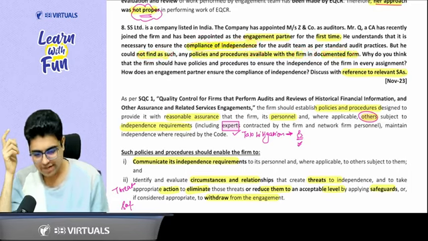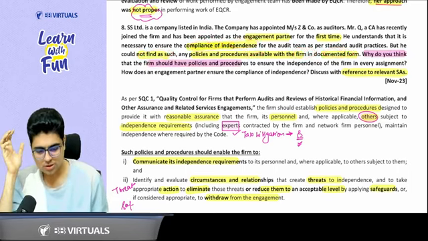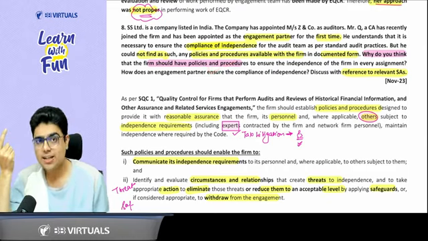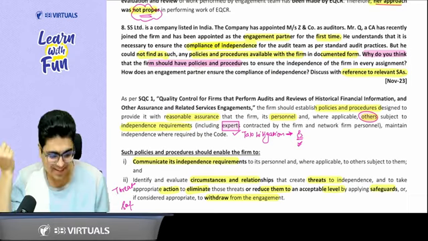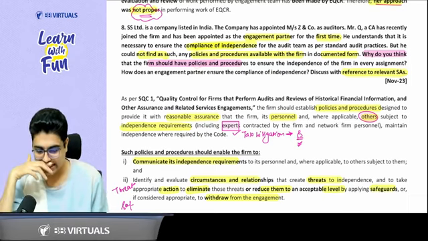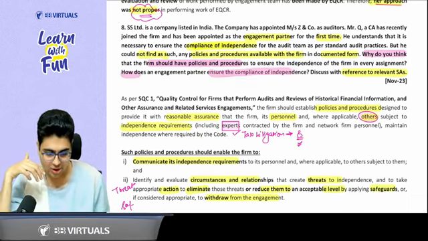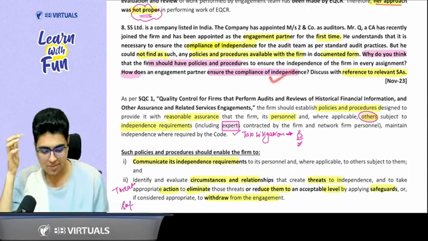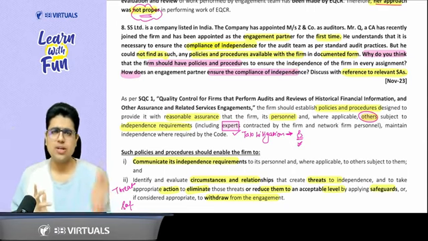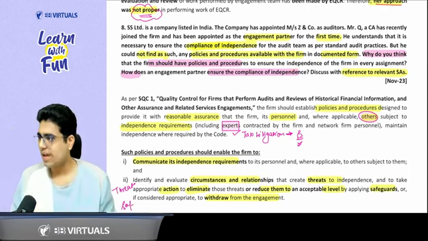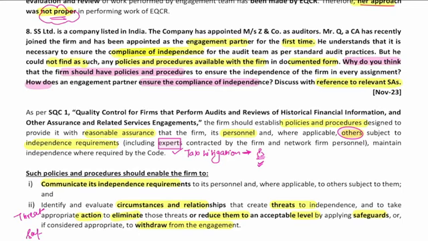First of all, they have asked, why do you think that the firm should have policies and procedures so that people remain independent? Discuss. And the second thing says how they can ensure compliance with independence by creating policies. By creating policies around it, and the points of policy will come. So everyone just look at the answer. It is very, very easy.